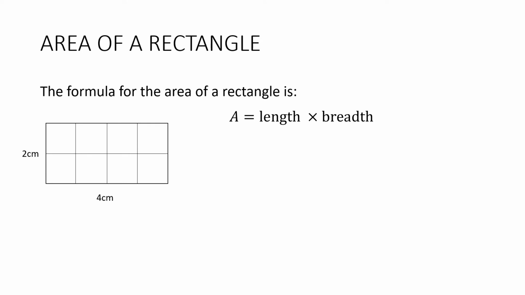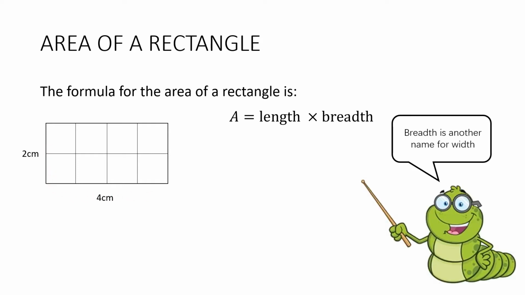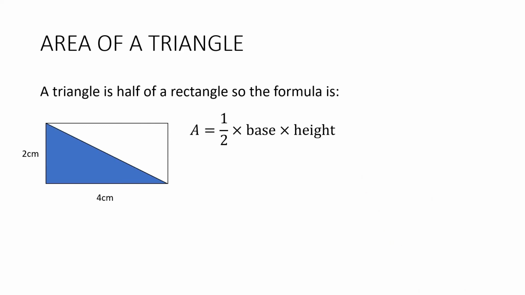Okay, let's move on to our area formulae. We'll start with rectangle. The formula for the area of a rectangle is length times breadth. And another word for breadth is width. Now in primary school you learnt to count these squares, and you would have worked out that this has an area of 8 centimetres squared. But then you very quickly learnt that multiplication was quicker. 4 times 2 gives us 8 centimetres squared.